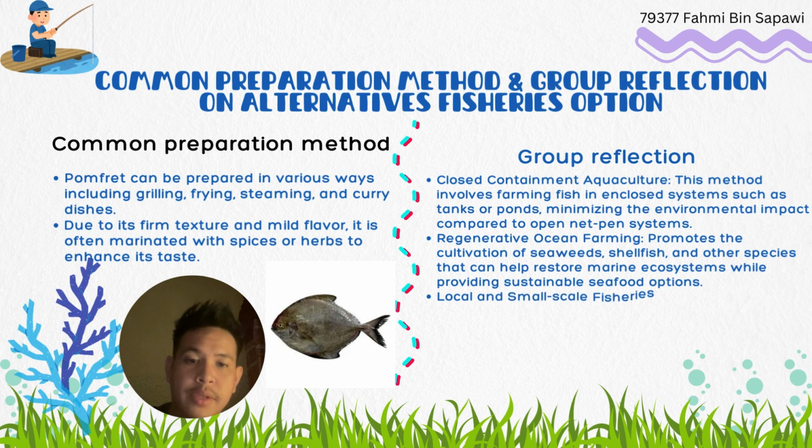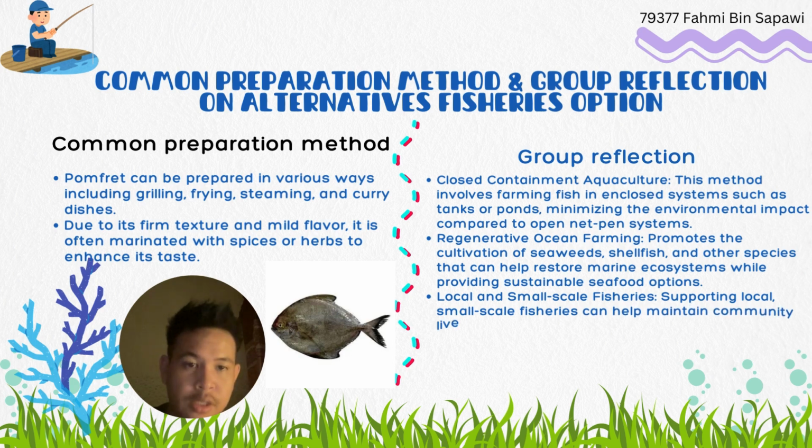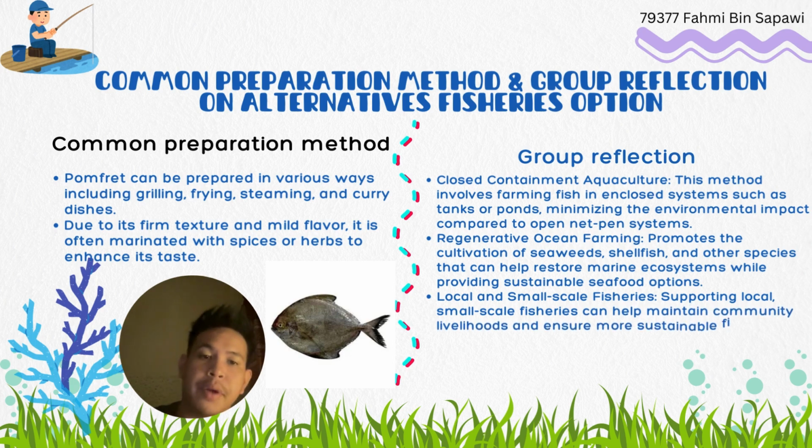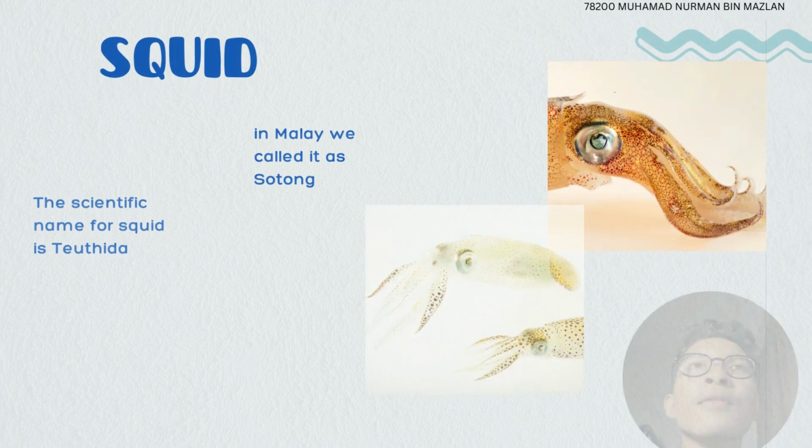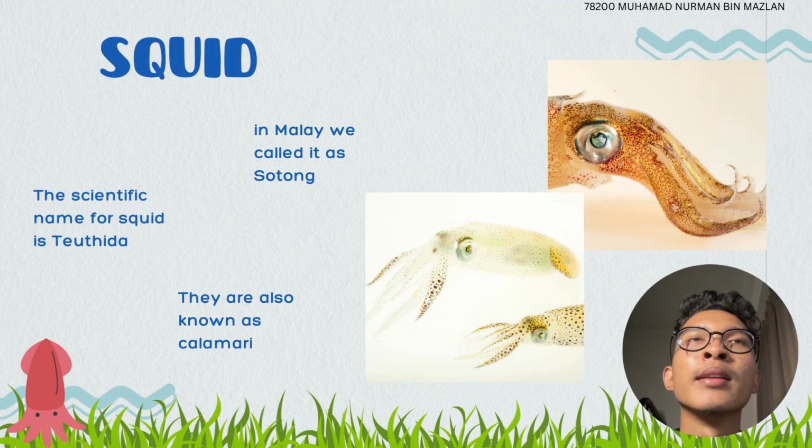Then, regenerative ocean farming. It promotes the cultivation of seaweeds, shellfish, and other species that can help restore marine ecosystems while providing sustainable seafood options. And last, local and small-scale fisheries. Supporting local small-scale fisheries can help maintain community livelihood and ensure more sustainable fishing practices, often with lower carbon footprint. That's all. Okay, for my part, I will talk about squid.